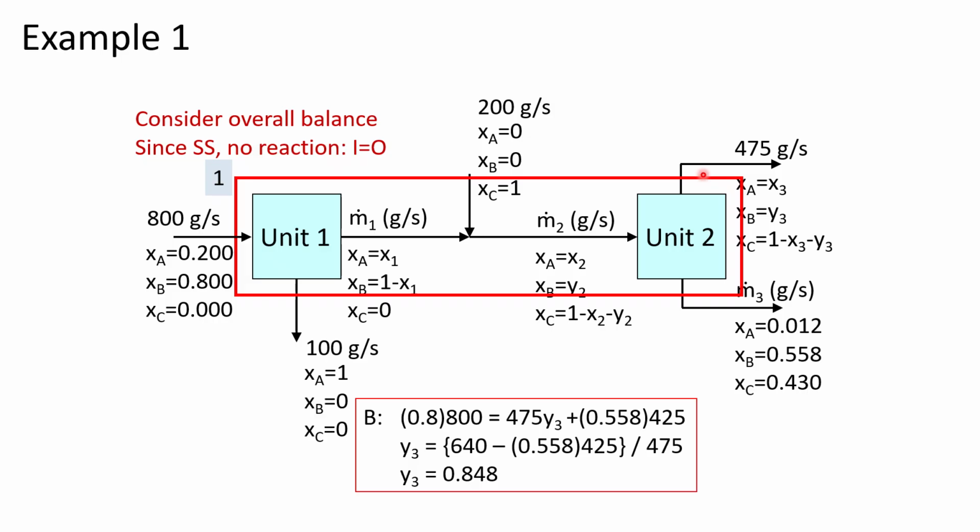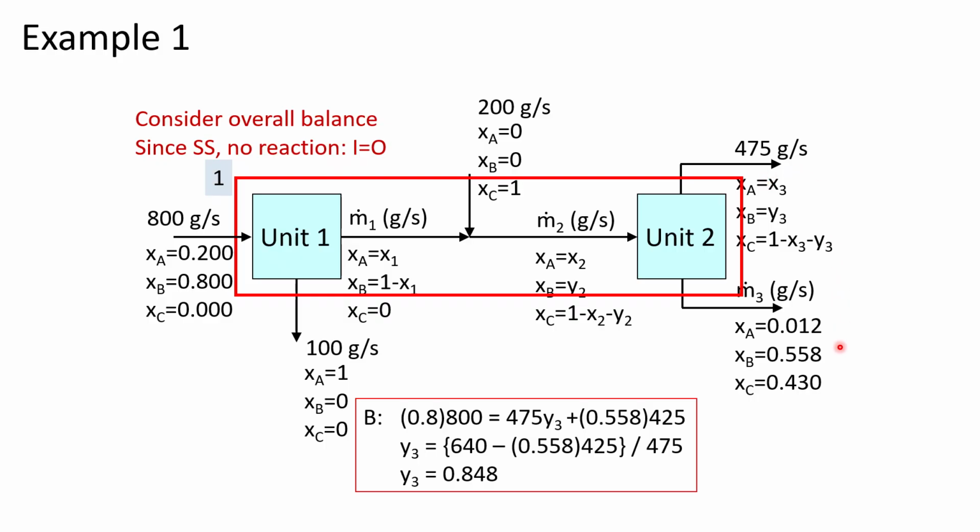Let's keep on going around. So this stream right here, to determine the mass flow rate of B in this stream, we take the mass fraction of B, y sub 3, and multiply it by the total flow rate, which is 475. So we have 475 times y sub 3. That's the flow rate coming out in this stream of component B.